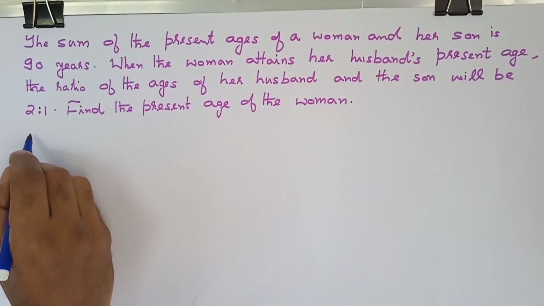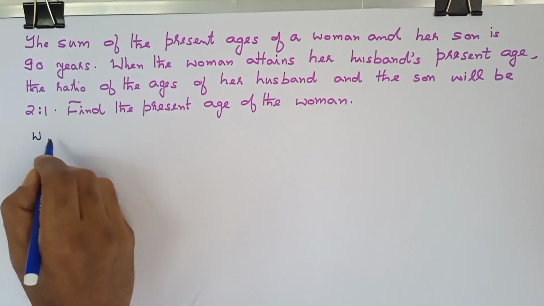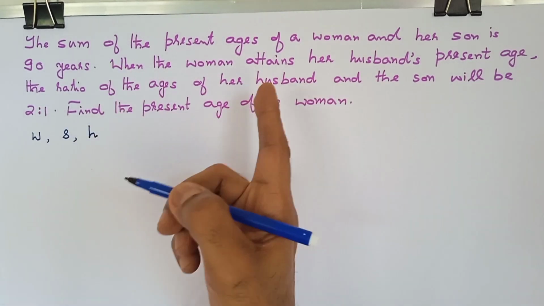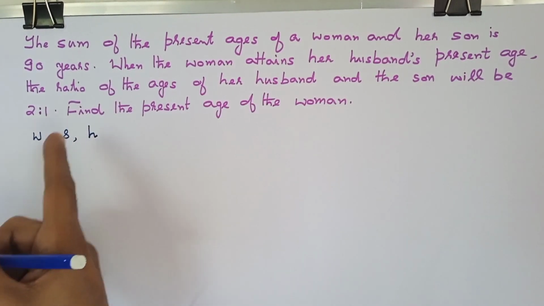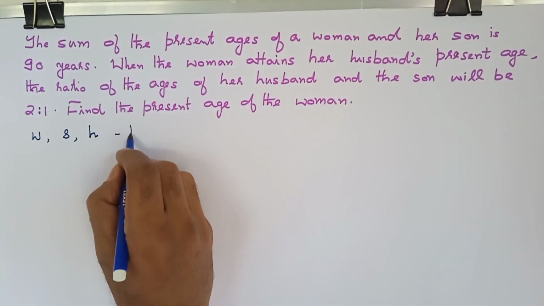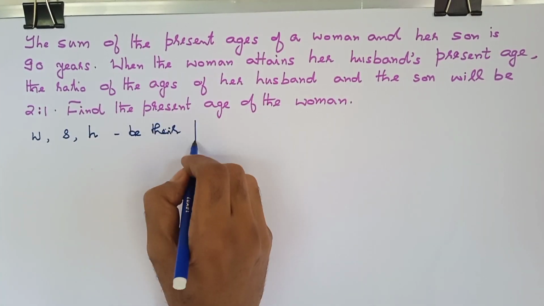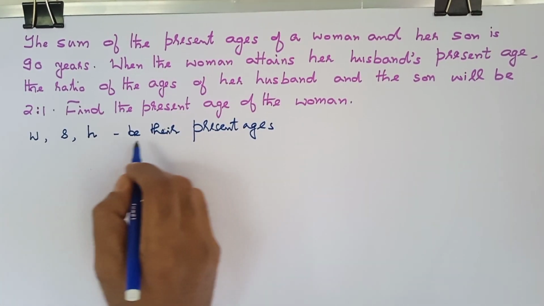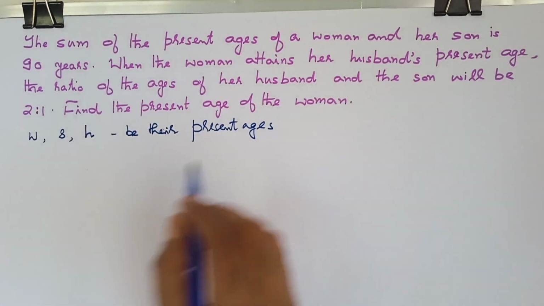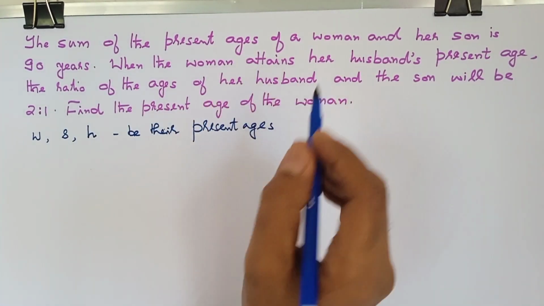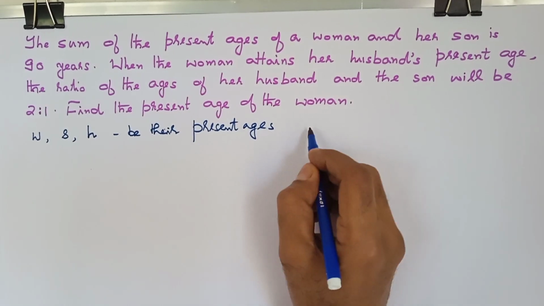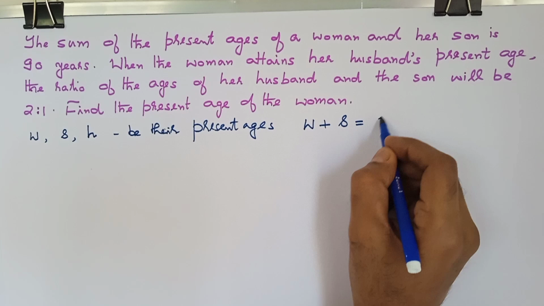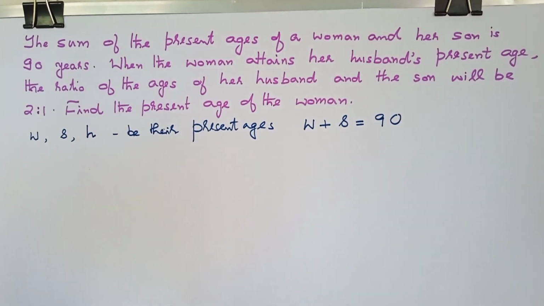Let's use some symbols. Let W, S and H be the present ages. There are three characters here: woman, son and a husband. Now, the sum of the present ages of a woman and a son, which means W plus S equals 90.